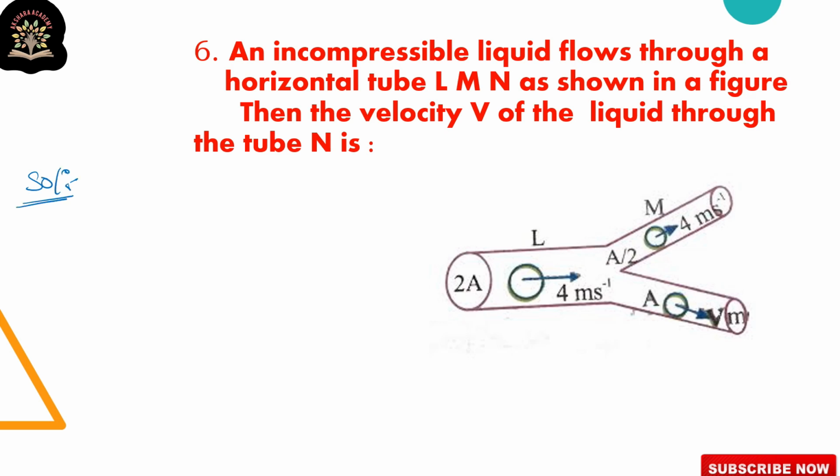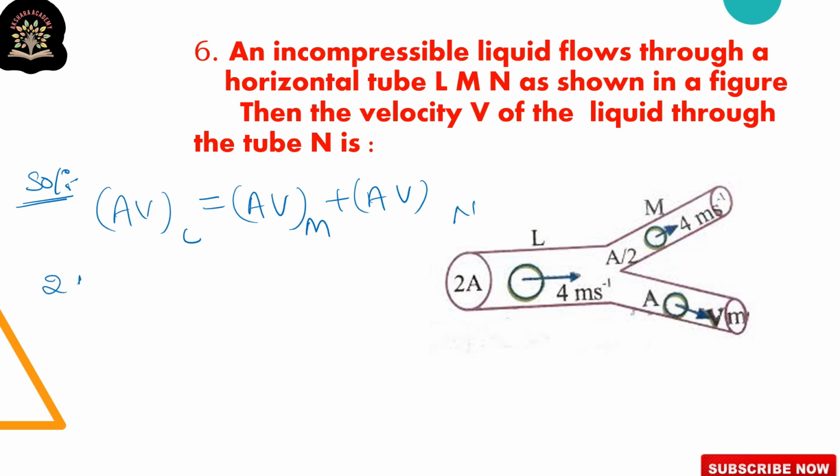Here we are first calculating the liquid at L. According to the equation of continuity, A V at L equals A V at M plus A V at N. At the horizontal tube at L, it is 2A into 4, that equals A by 2 into 4 plus, now at N, A into V. Completely, A will cancel here.